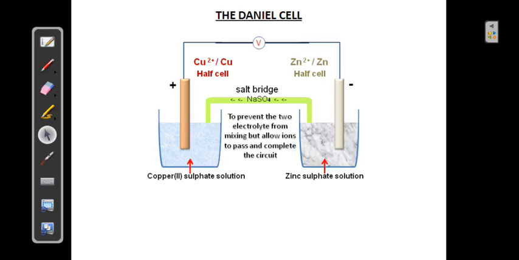So the solutions used are copper 2 sulfate solution and zinc sulfate solution. Now there are two different solutions here. When you have two different solutions, you have two different types of ions, so we cannot mix them. Now we have to separate them, but the ions will flow because of the electromotive force.